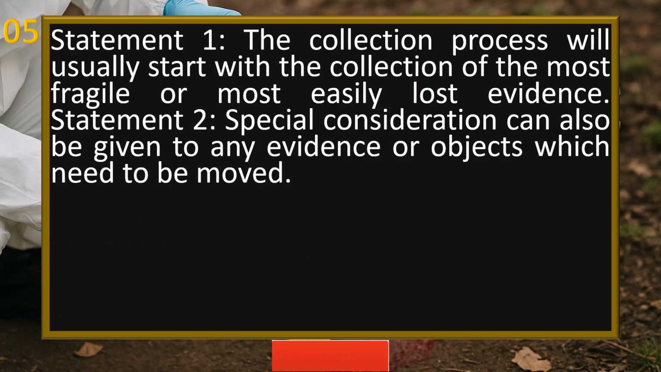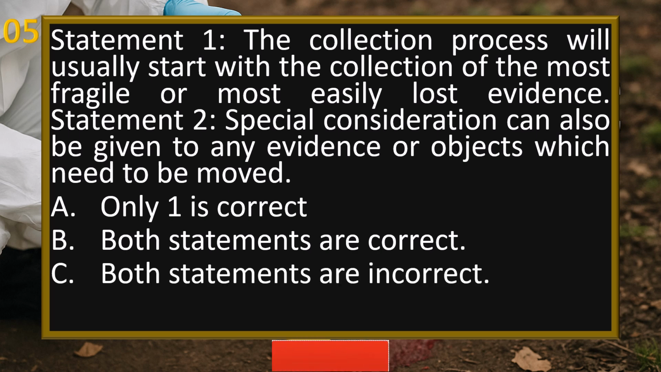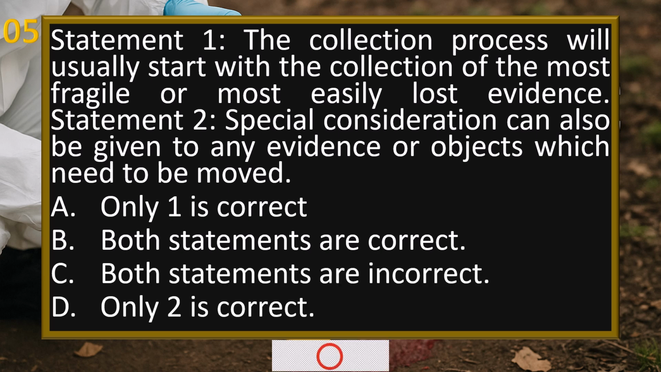Statement 1. The collection process will usually start with the collection of the most fragile or most easily lost evidence. Statement 2. Special consideration can also be given to any evidence or objects which need to be moved. A. Only one is correct. B. Both statements are correct. C. Both statements are incorrect. D. Only two is correct.